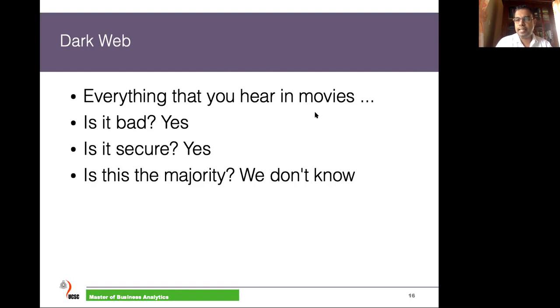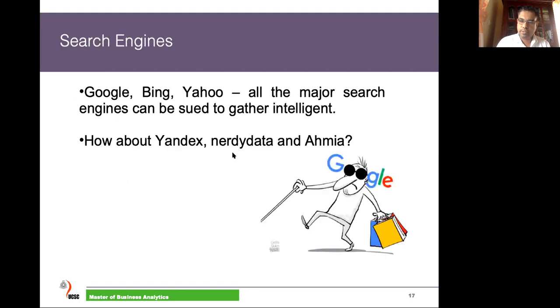analyzed. How much information is available on the dark web? Frankly speaking, we don't know, because it's like an iceberg. We only see a small part of it out of the sea, and a lot of the information is under the sea, on the dark web. So if you are a professional in this domain, you should know how to gather that from the dark web. Hold on, we will teach that in this course.